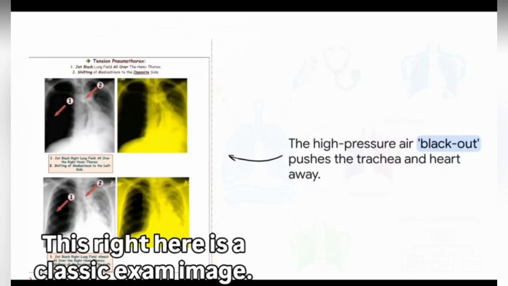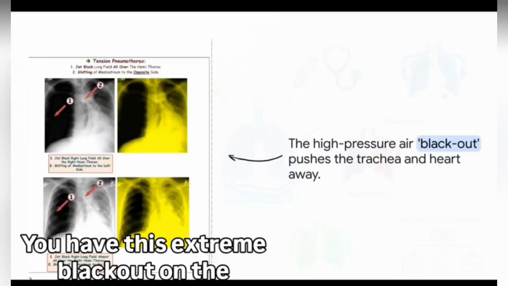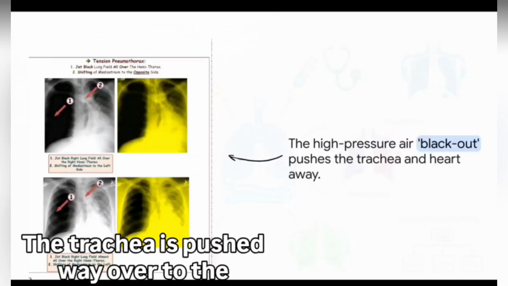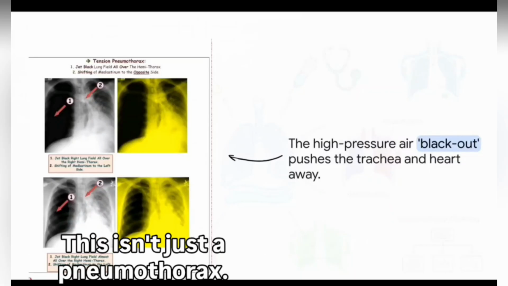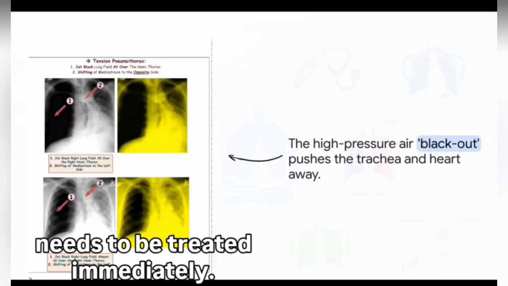This right here is a classic exam image. You'll see it again and again. You have this extreme blackout on the right side. But look at the mediastinum. The trachea is pushed way over to the left. This isn't just a pneumothorax. This is a tension pneumothorax, and it needs to be treated immediately.